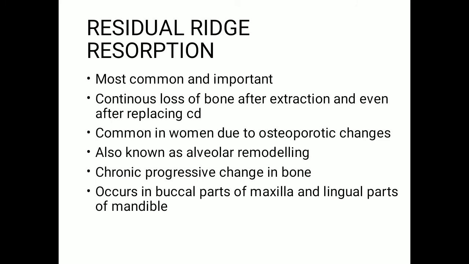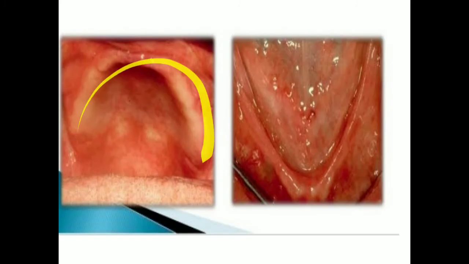Next, the important question, that is the 5-mark question: residual ridge resorption. It's the most common and important one. It's mainly defined as a continuous loss of bone after the extraction and also even after replacing with a complete denture. Mainly common in women due to osteoporotic changes of bone, also known as alveolar remodeling. It's a chronic progressive change in the bone, occurring in the buccal part of the maxilla and the lingual part of the mandible. It usually slows down after the age of 50 or 60, but it is common in women.